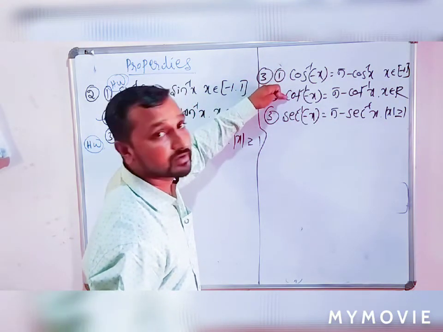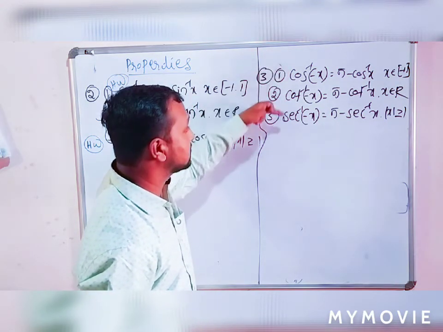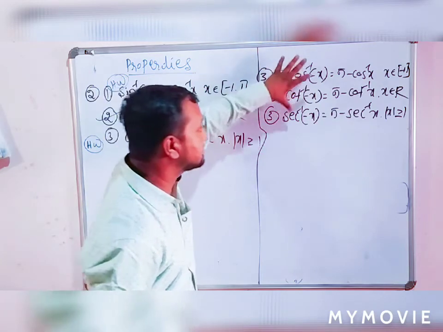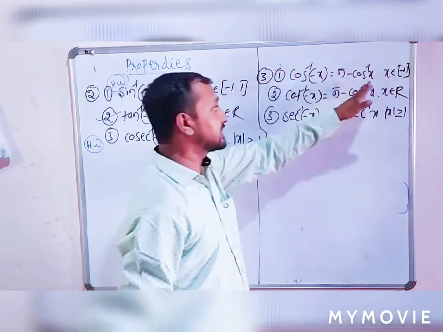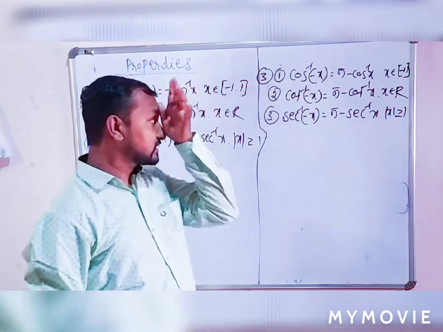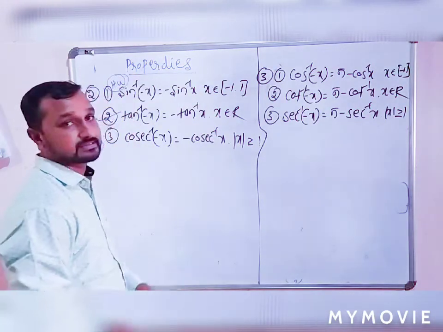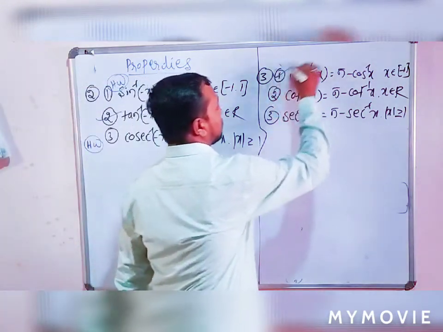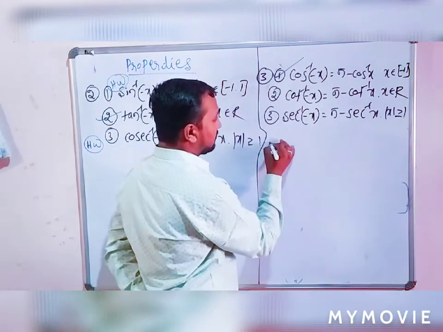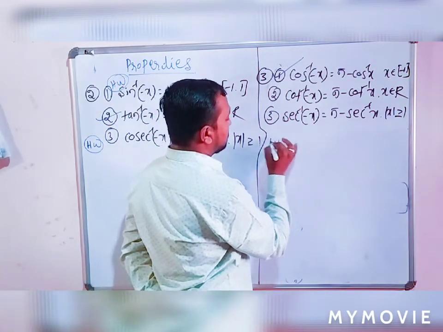So cot inverse of minus x is related to cot inverse, sec inverse is related to sec inverse. These three sets are okay: pi minus, pi minus, pi minus that. Okay students, I can solve one in this example. So let me solve the first one.